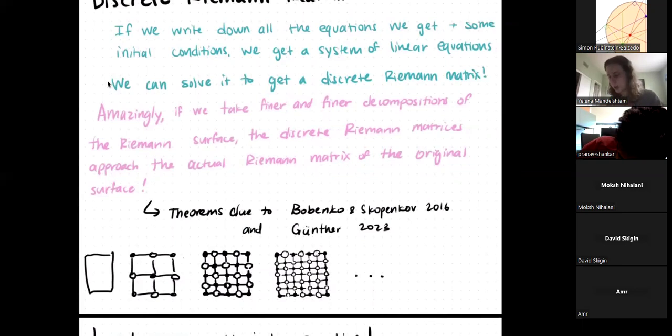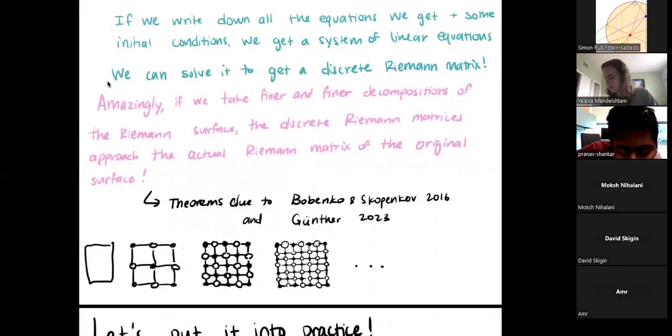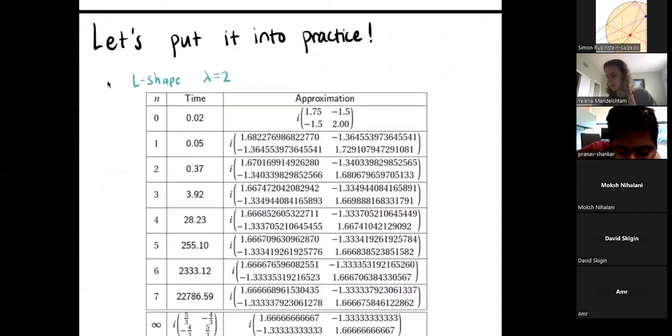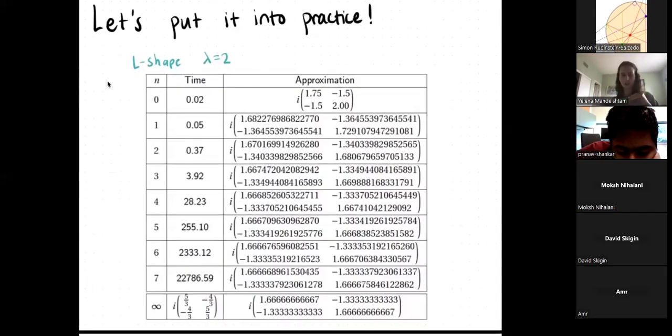So if we start with a polygon and we're able to do this, then we can actually get very good approximations to the actual Riemann matrix of the surface. And so we decided to put it into practice. The rest of the things I'll show you are experiments that we ran.